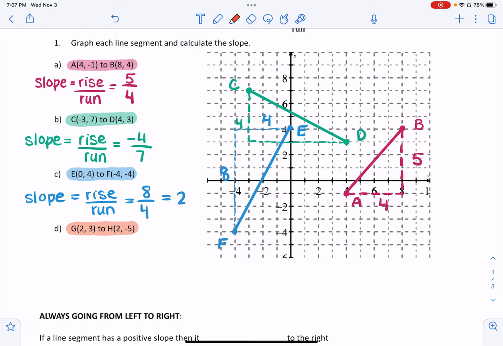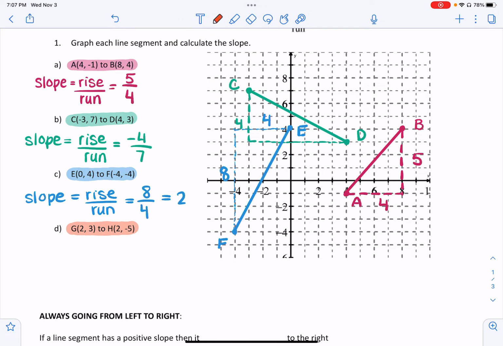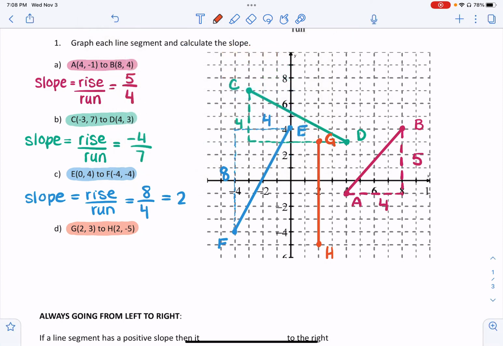G goes from point 2, 3 to H at 2, -5. So let's plot those points. So point G is at 2, 3 right here. And H is at 2, -5. There we go, there's H. I'm just going to connect those. Now you'll notice this one looks a little bit different than the others, right? That's okay, we can still find the value.